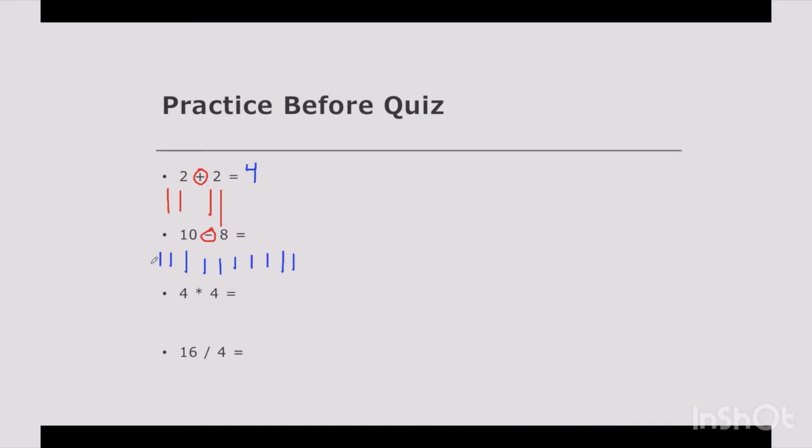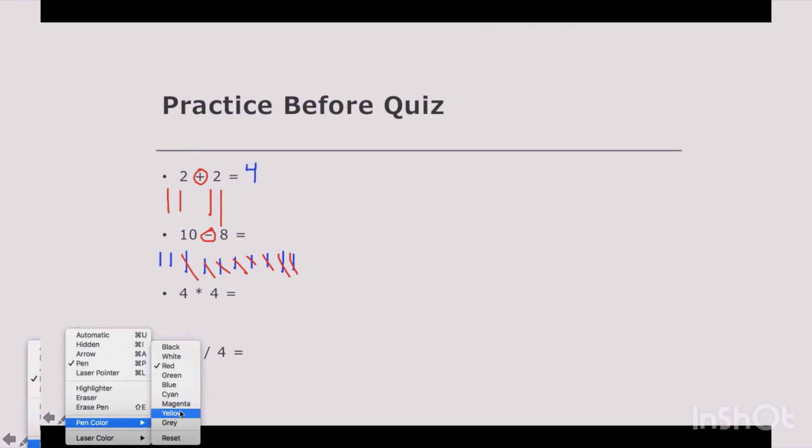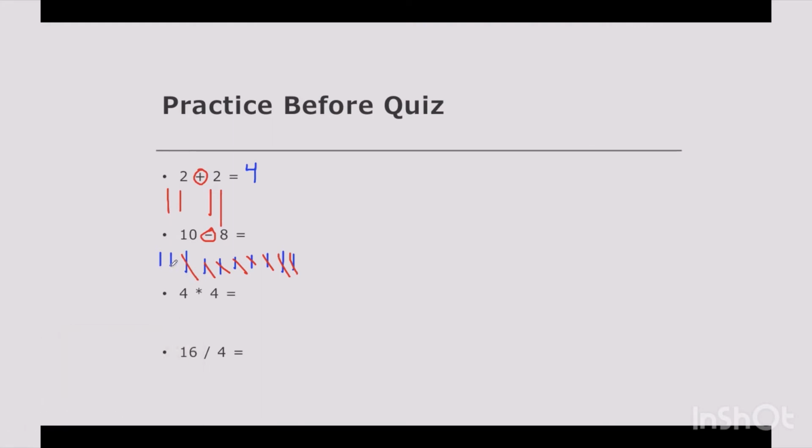So let's say I have 10 sticks and someone is going to take away 8 sticks. In order to do that, we must cross out the sticks 8 times, because that's how many we need to take away. 1, 2, 3, 4, 5, 6, 7, and 8. And look at this, let me get a green pen: 1 and 1, so that's 2. So the answer is 2. It's just this simple. 10 minus 8 equals 2.